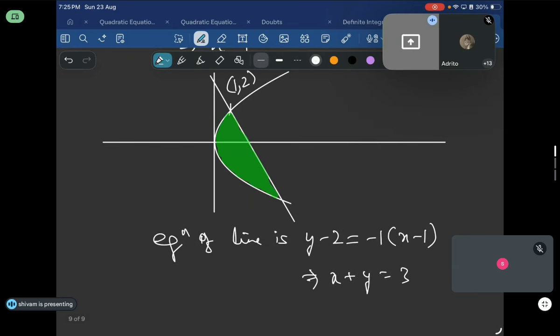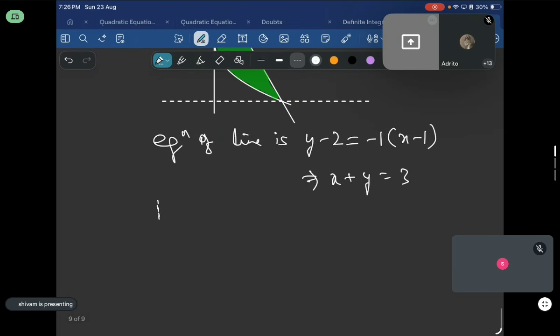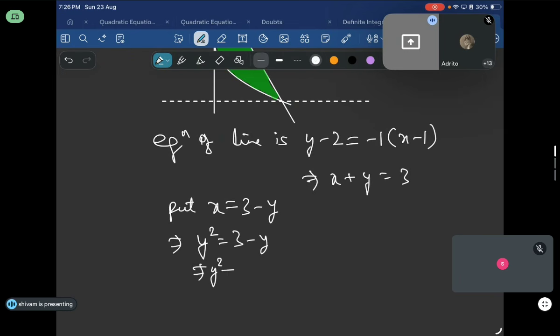I have to find the intersection point, that is this one. One of the intersection points we already have, (1, 2). So in order to find the other intersection point, we'll substitute x equal to 3 minus y. What do we get? This implies y square is equal to 4 into 3 minus y.